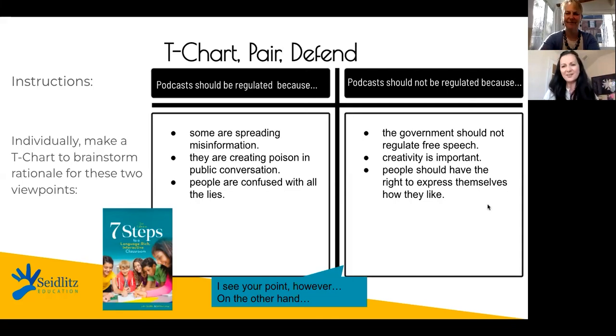So it's very scaffolded. It's scaffolded listening, it's scaffolded reading, it's scaffolded writing, and listening to their partner as well. So they're getting a double dose of listening here.